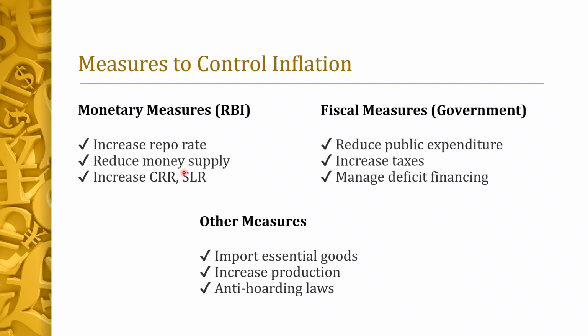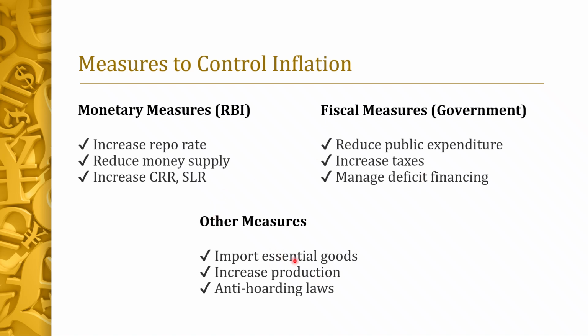Then there is an increase in CRR and SLR. Banks need to keep more money with the RBI. So it reduces the money supply and so it controls inflation. Coming to fiscal measures, these are controlled by the government. Reducing public expenditure, increasing direct and indirect taxes, controlling unnecessary subsidies, and managing deficit financing all come under fiscal measures. These measures reduce the excess spending and demand in the economy.